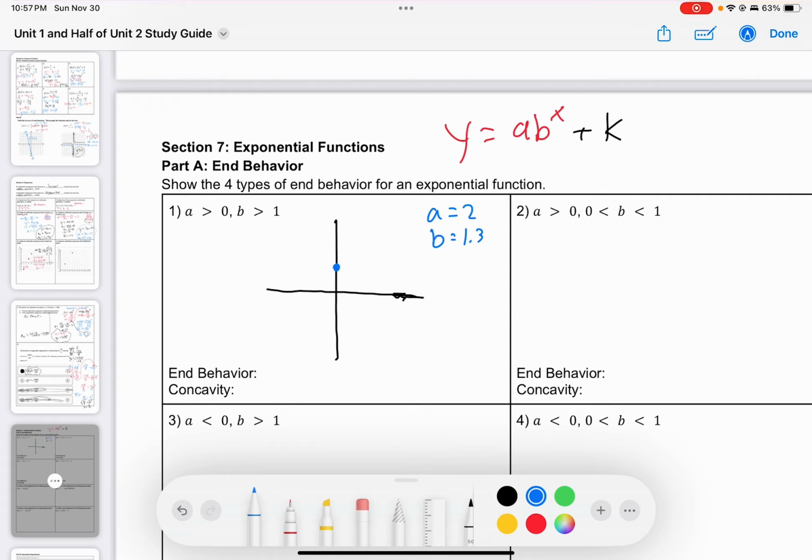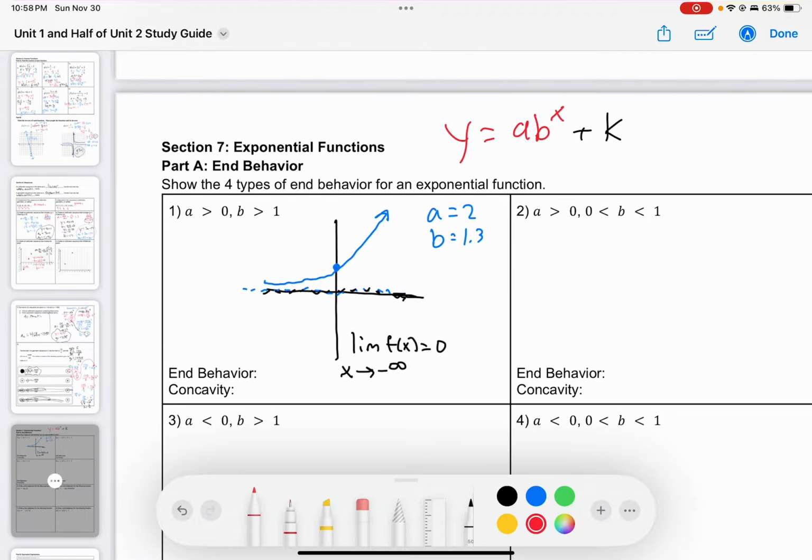Well, what is this going to mean? Because B is greater than 1, I'm going to have exponential growth. And it's going to grow like this. And what does that mean? The end behavior is going to approach, there's going to be a horizontal asymptote here at 0. And if I wanted to write that in limit notation, I would say the limit as x approaches negative infinity of f of x equals 0, because there's a horizontal asymptote here.